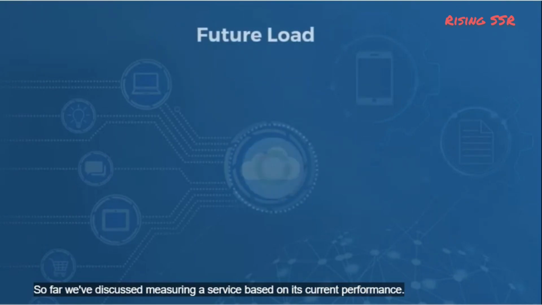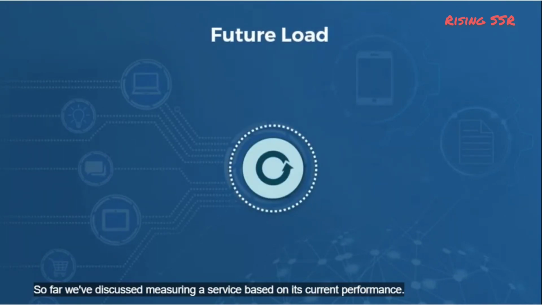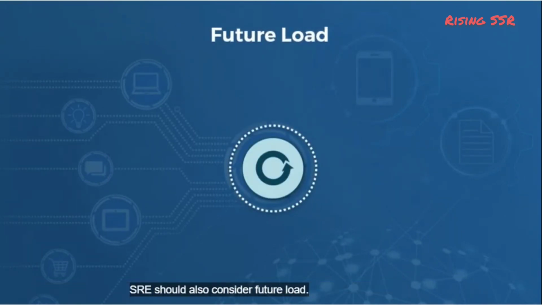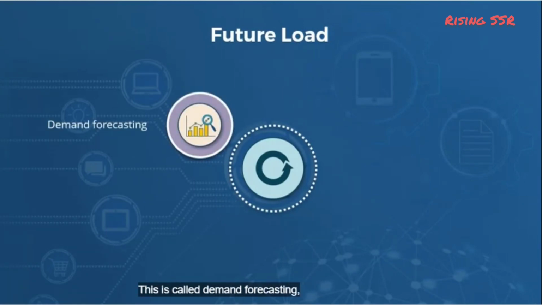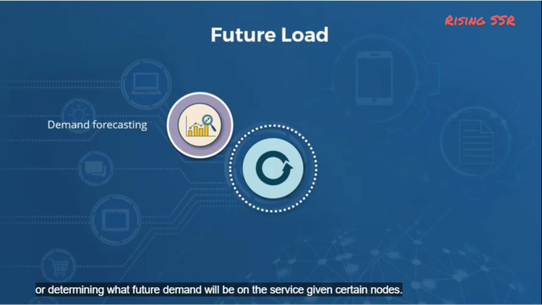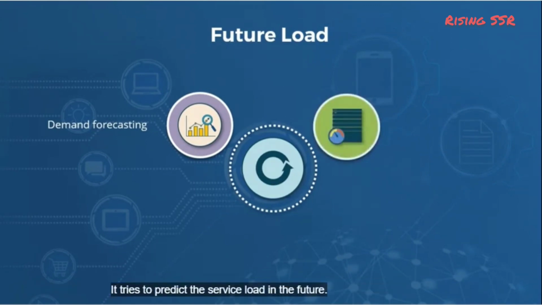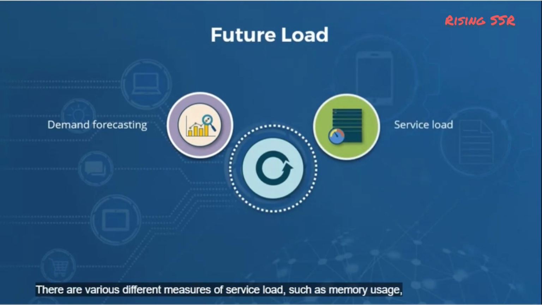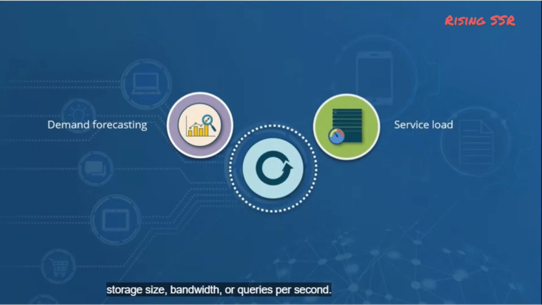So far, we've discussed measuring a service based on its current performance. SRE should also consider future load. This is called demand forecasting, or determining what future demand will be on the service given certain knowns. It tries to predict the service load in the future. There are various different measures of service load, such as memory usage, storage size, bandwidth, or queries per second.